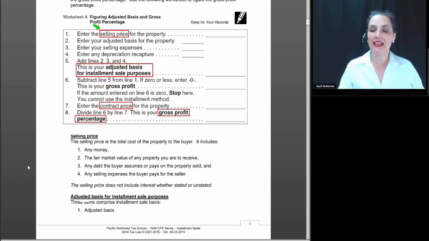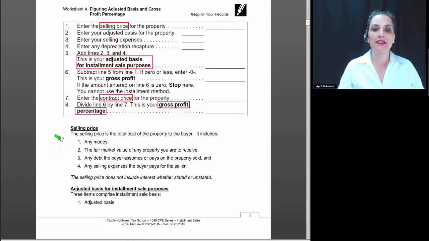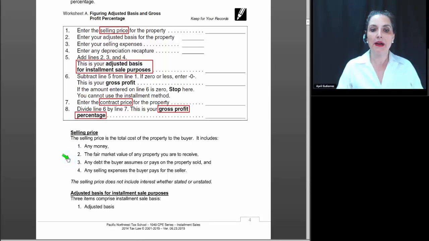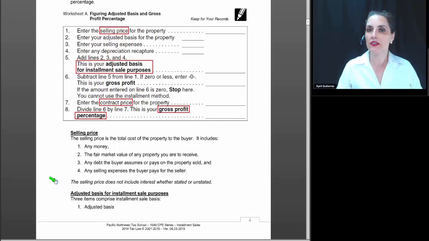So let's begin with selling price. The selling price is the total cost of property to the buyer. It includes any money, the fair market value of any property that you are to receive, any debt the buyer assumes or pays on the property sold, and any selling expenses that the buyer pays for the seller. The selling price does not include interest, whether it is stated or unstated.